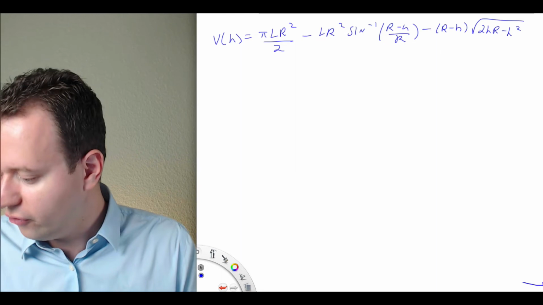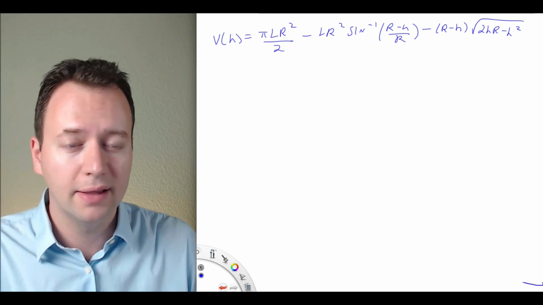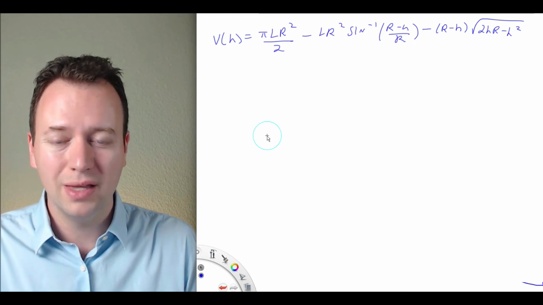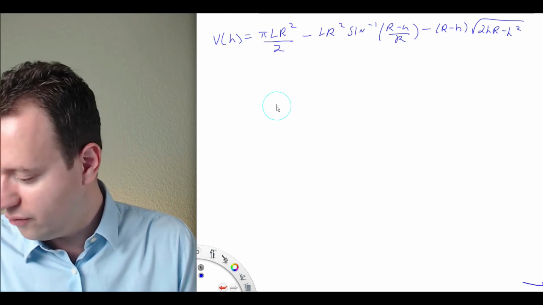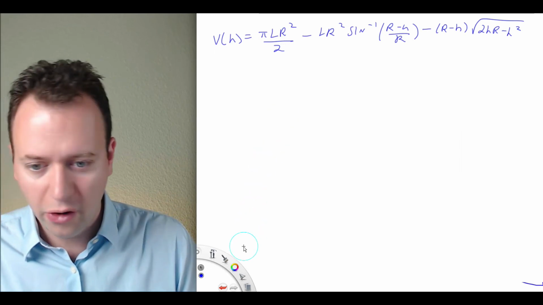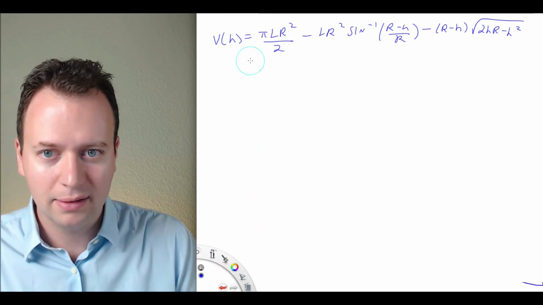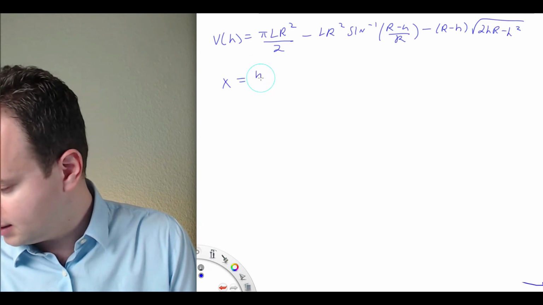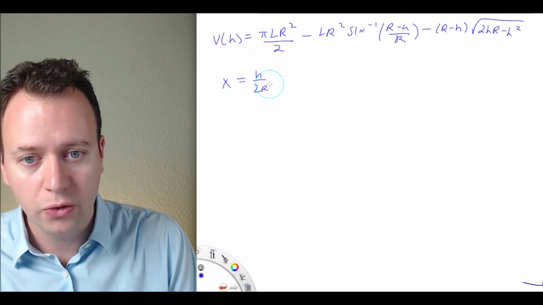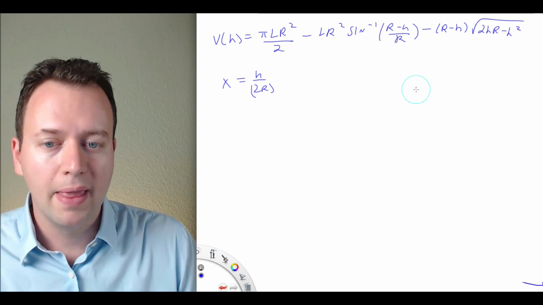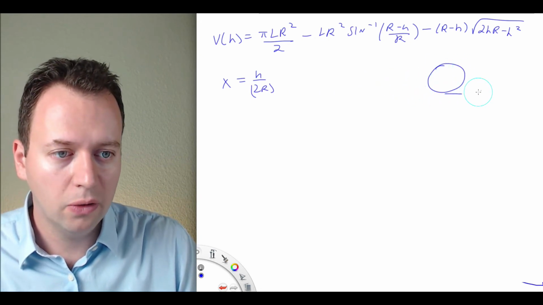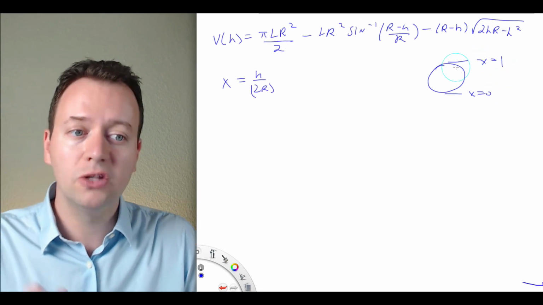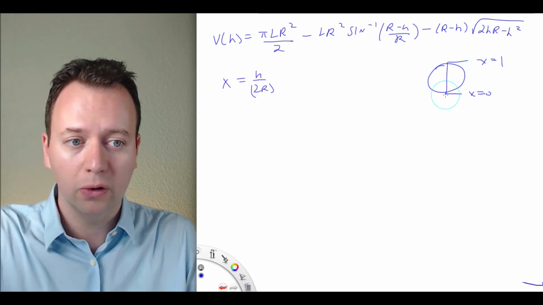Or we can first of all do something called non-dimensionalization. Non-dimensionalization is to basically do this in terms of non-dimensional variables. So I'm going to define a new variable x, which is not the x that I used earlier. This is a completely new x. So x is defined by h over 2r. This way, the water level goes between x equals 0 and x equals 1. So 1 means 100% of the total length across.